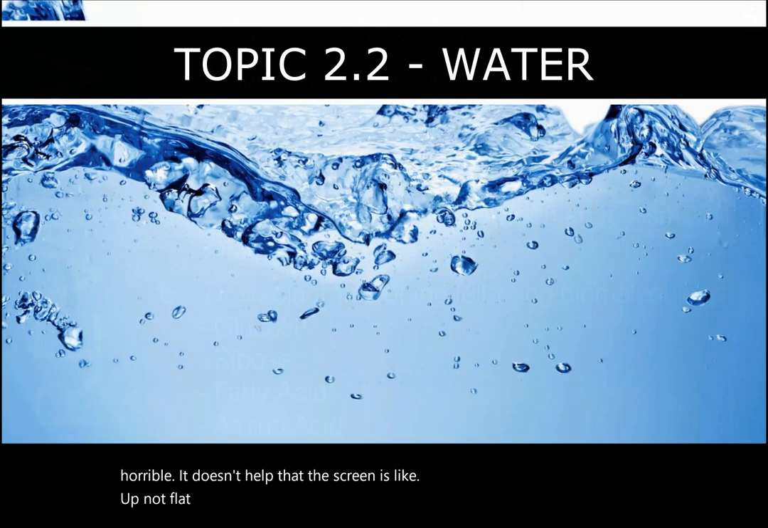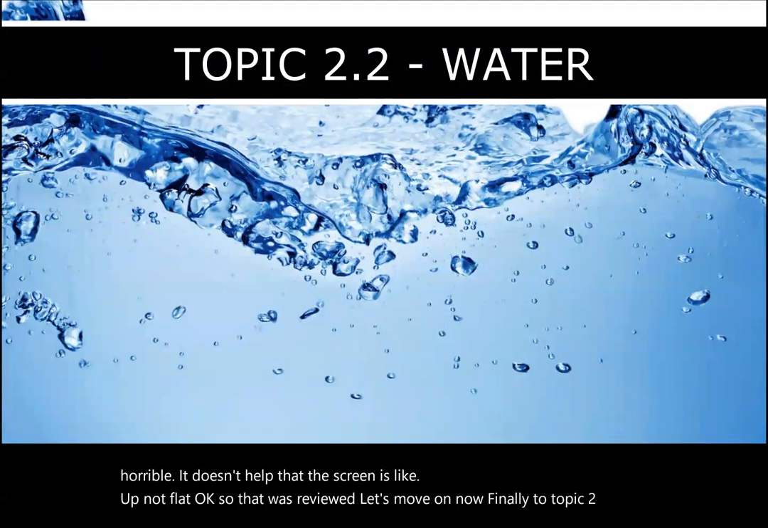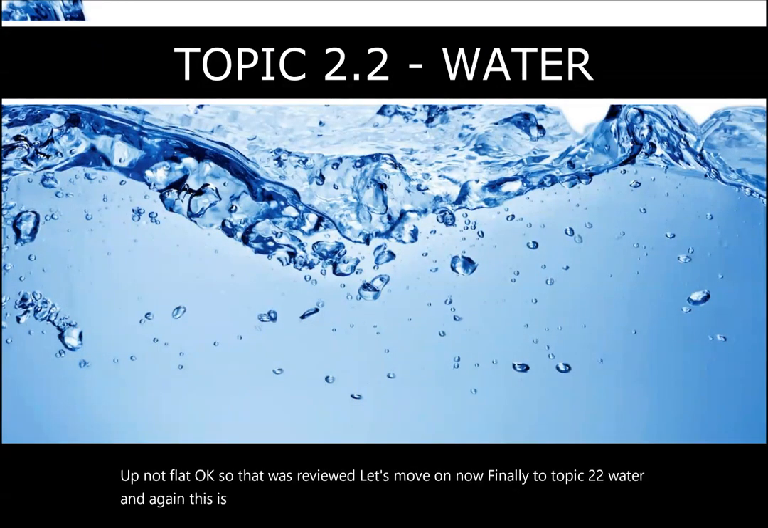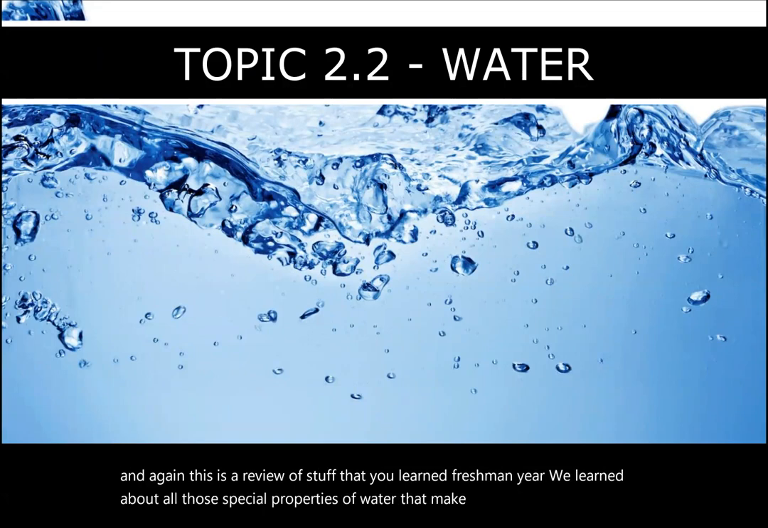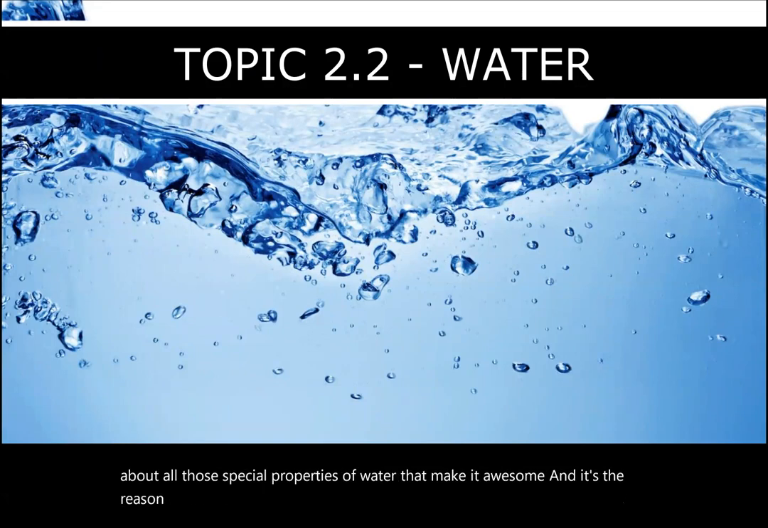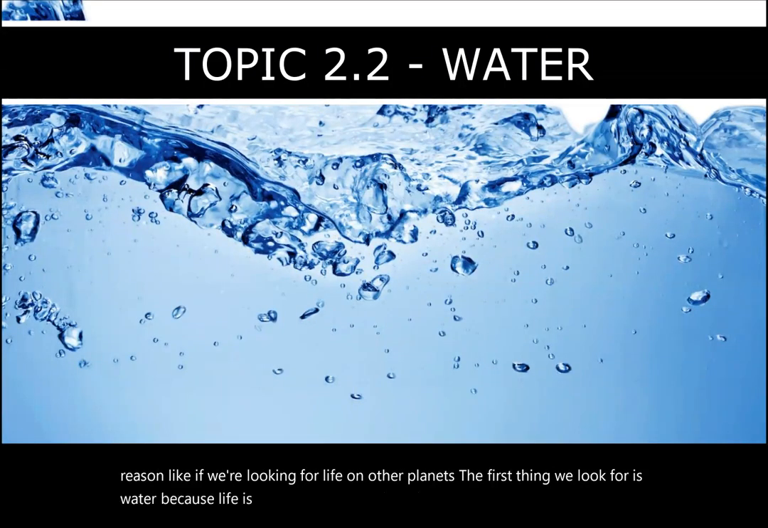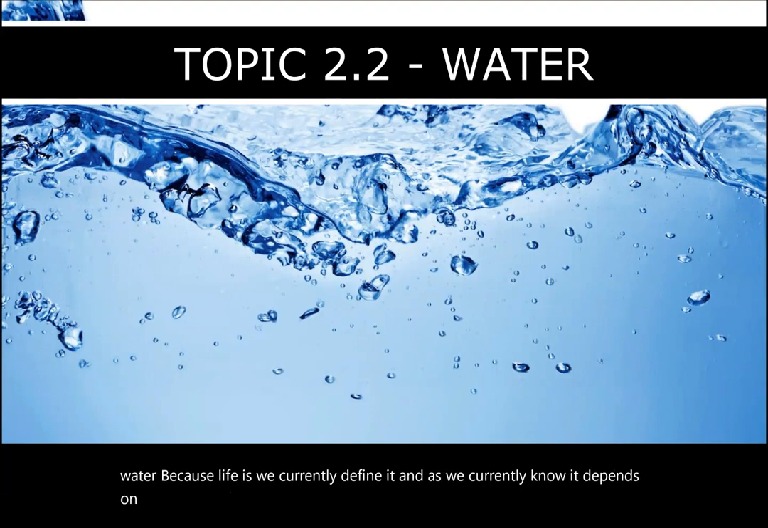Let's move on now, finally, to topic 2.2, water. And again, this is a review of stuff that you learned freshman year. We learned about all those special properties of water that make it awesome. And it's the reason, like, if we're looking for life on other planets, the first thing we look for is water, because life as we currently define it and as we currently know it depends on water because it's special.